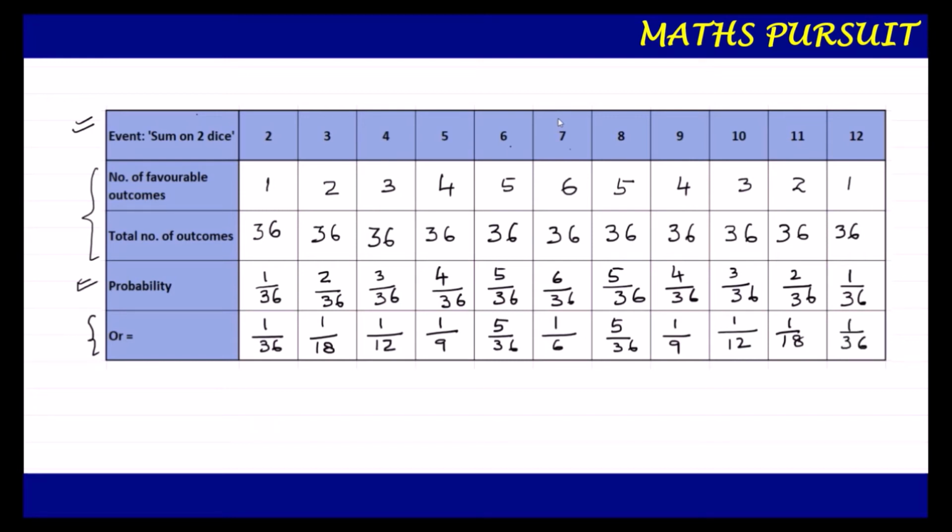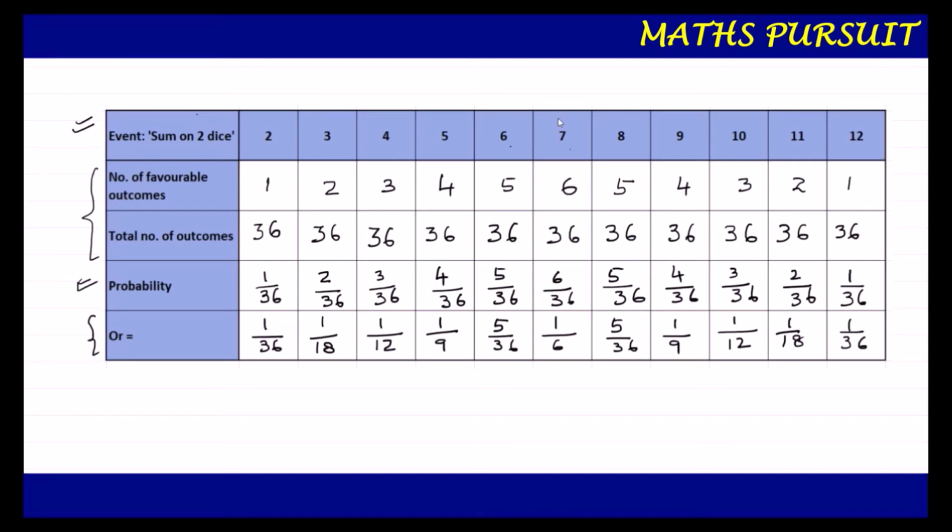So this is our final answer. We can say this is the probability of getting a sum of 2. For example, once we throw 2 dice, for getting a sum of 2 the probability is 1 upon 36. For getting a sum of 3 the probability is 1 upon 18. For getting a sum of 4 the probability is 1 upon 12.